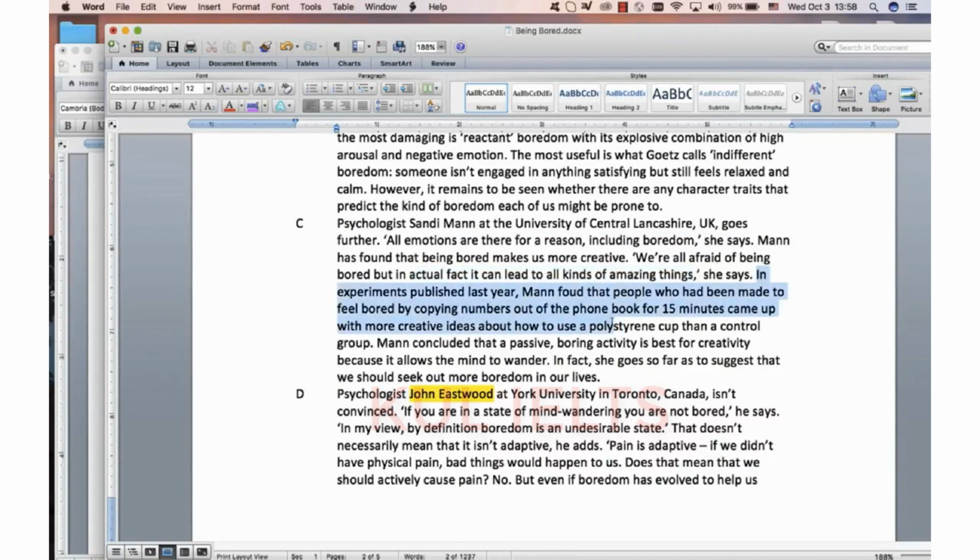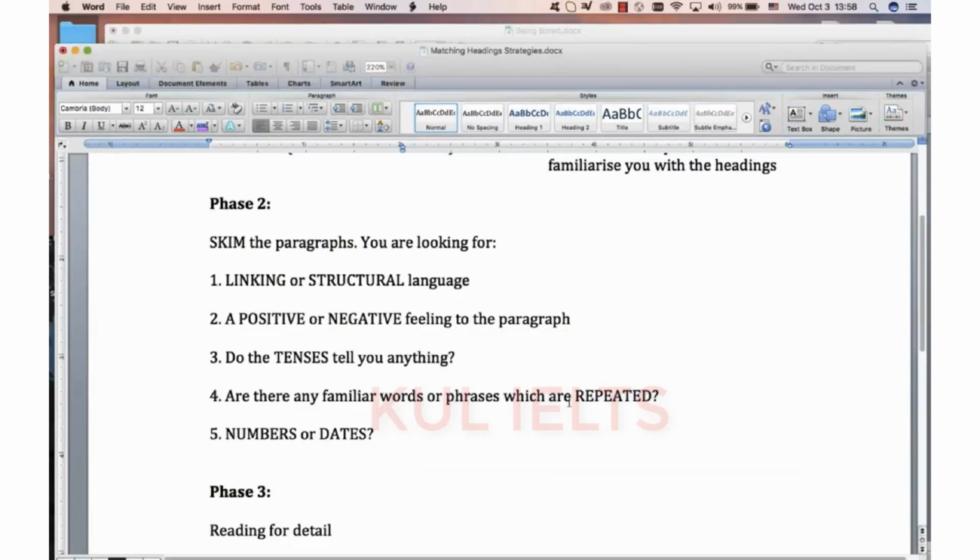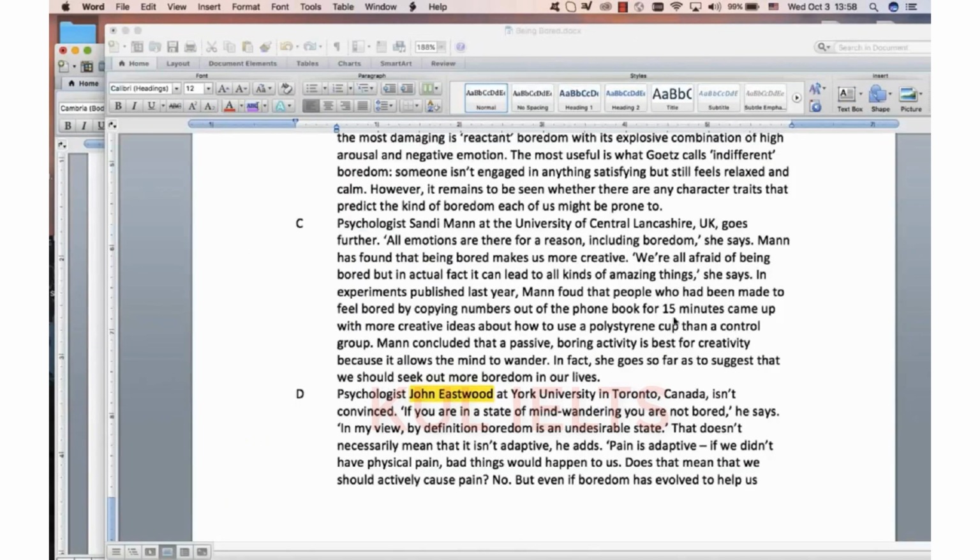Here, this whole thing is just about the experiments. Boring is best for creativity. There's a bit of repetition there about creativity, and that's enough of a skim. We see creativity. Positive or negative? Definitely it's a positive. Amazing things, creativity, these are positive things.